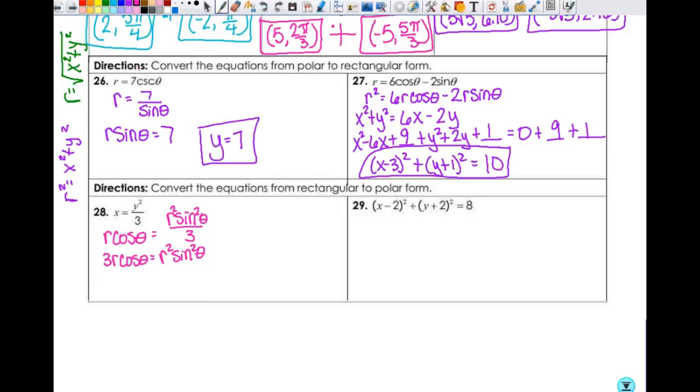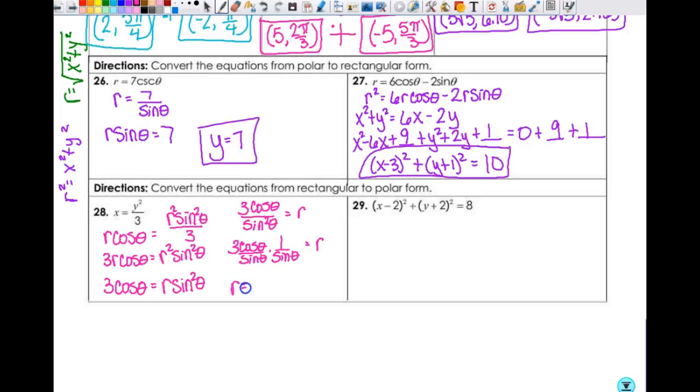Now I'm going to divide both sides by r, so I get 3 cosine theta equals r sine squared theta. Now keep in mind what you're trying to solve for here. We're trying to solve for r. So now I'm going to divide both sides by sine squared, so I get 3 cosine theta over sine squared theta equals r. Then I'm going to split this so I can have a cosine over sine, so this will give me 3 times cosine theta over sine theta times 1 over sine theta equals r.